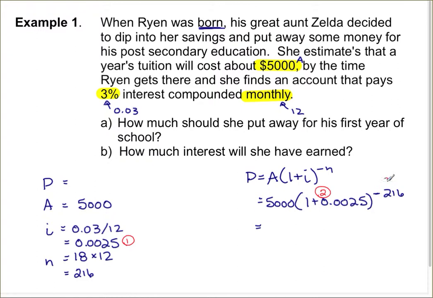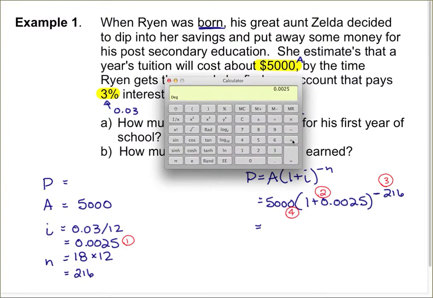Then I'm going to raise it to this exponent, and then I'm going to multiply by 5,000. So that's the order I'm going to do it in. Let's get this on the calculator. Add 1, raise it to this exponent, and then multiply by the number out front. So we're going to add 1. Now remember, you've got to hit equals between each and every one of these.